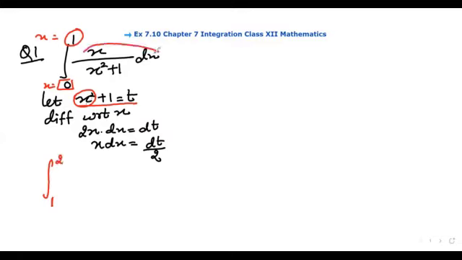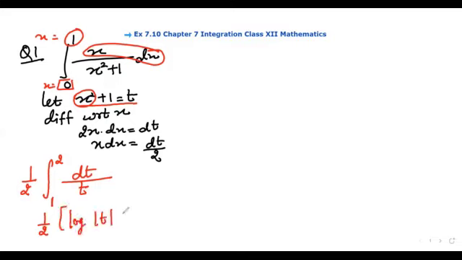And x dx, this numerator will become dt divided by 2, a constant, always keep it outside. And this is t. So the integration of 1 upon t is log t. And then put the limit 1 to 2. Now we will directly put the values, half. First, I will put log 2, then in between minus, then log 1.